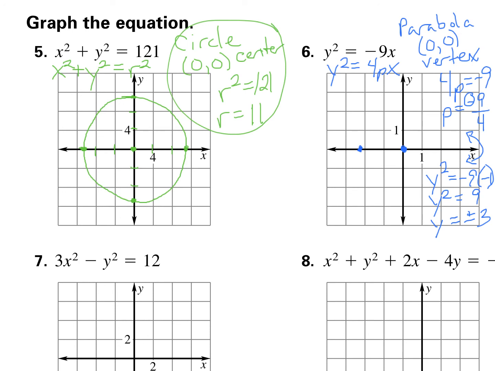So for x equals negative 1, y is equal to positive 3 and negative 3. Okay, and then I just sketch out my parabola starting at the vertex and kind of curving through in that direction and in that direction. And I'm done. So that takes care of number 5, which turned out to be a circle, and number 6, which turned out to be a parabola.